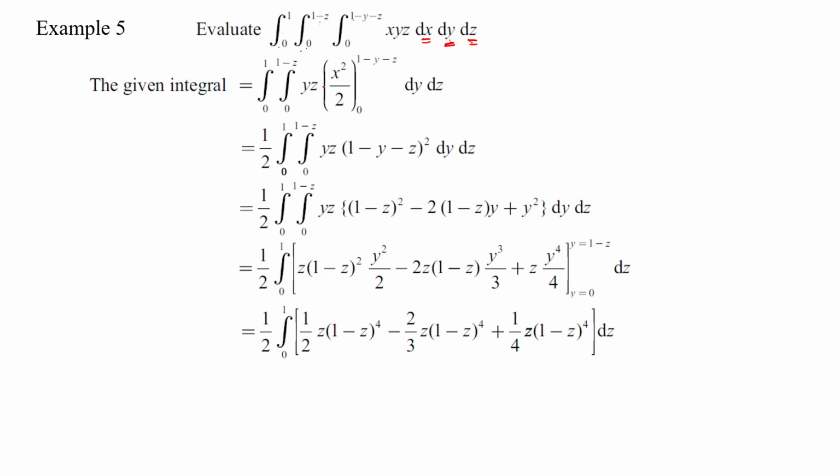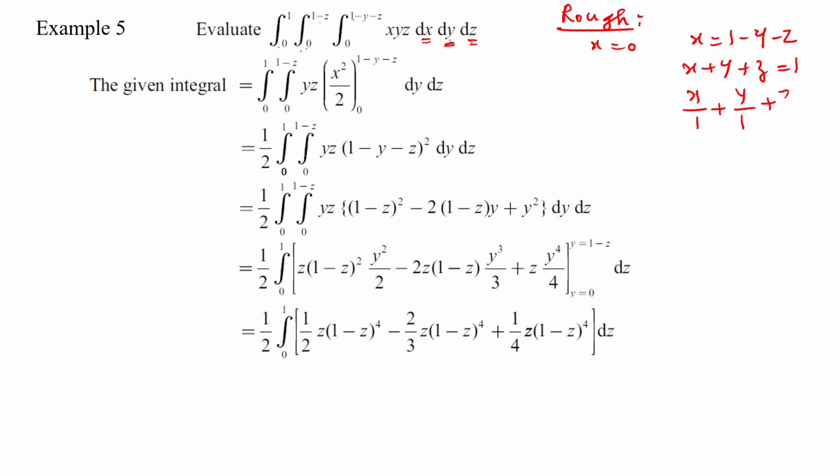Then you have to identify the region for this. You can draw the rough diagram. How do you draw the rough diagram for this? What is given here? x equal to 0 to x equal to 1 minus y minus z. You take y and z to that side, and you will get x plus y plus z equal to 1. It can be written as x by 1 plus y by 1 plus z by 1 equal to 1. What is the shape? It is a tetrahedron with the intercepts 1, 1, 1.